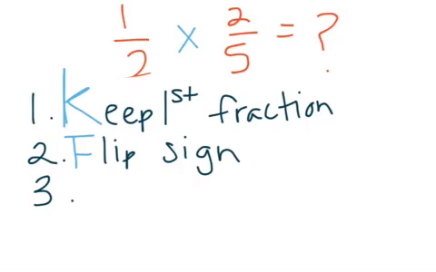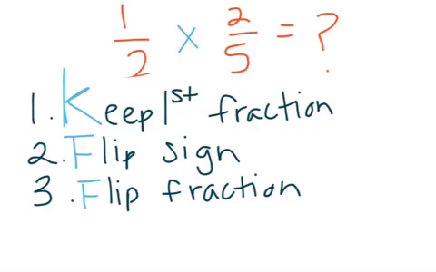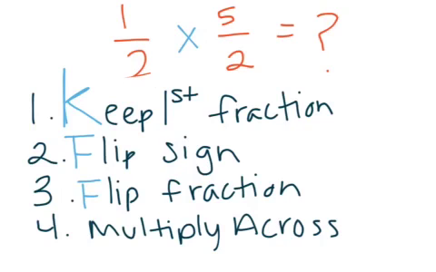Step 3. Another flip, we're going to flip our second fraction, or find the reciprocal. So instead of 2/5, I'm going to put the 5 on the top and the 2 on the bottom, flipping that around. Now we follow our rules for multiplying fractions, where we just multiply across. So we take 1 times 5 to get 5, and 2 times 2 to get 4.